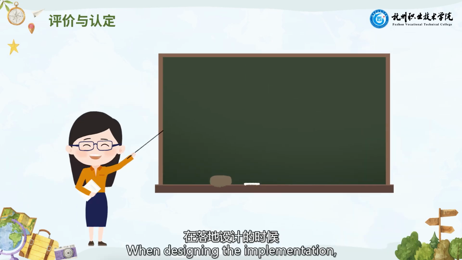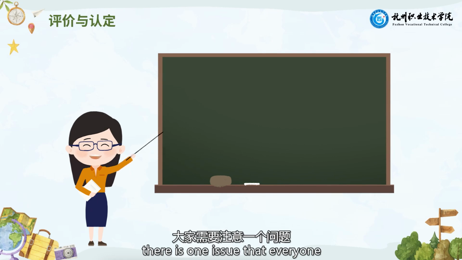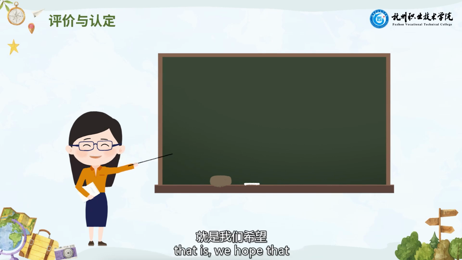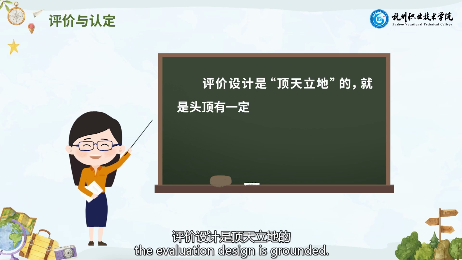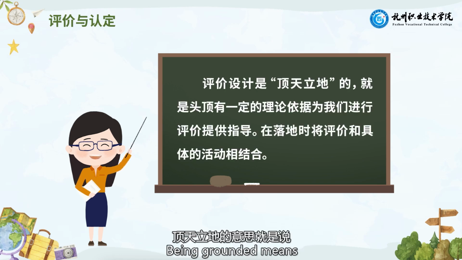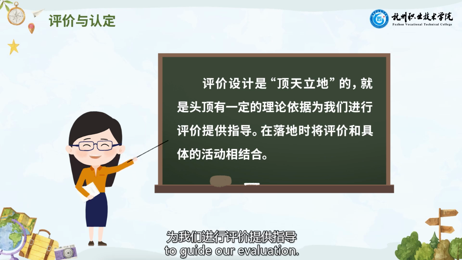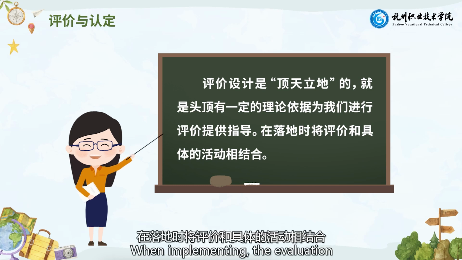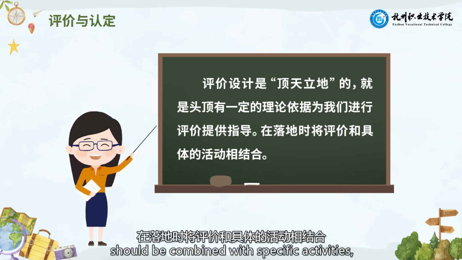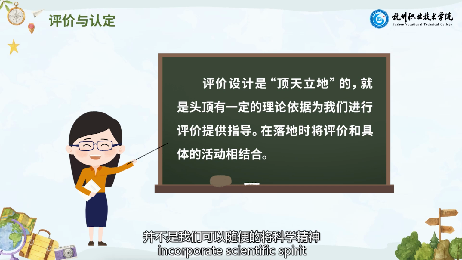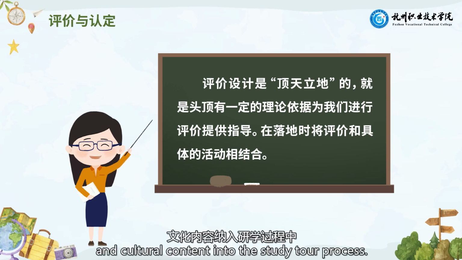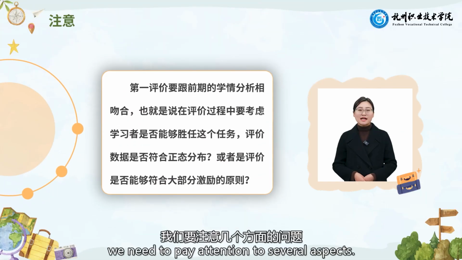When designing the implementation, there is one issue that everyone needs to pay attention to. That is, we hope that the evaluation design is grounded. Being grounded means that there should be a certain theoretical basis overhead to guide our evaluation. When implementing, the evaluation should be combined with specific activities, and we cannot arbitrarily incorporate scientific spirit and cultural content into the study tour process. On this basis, we need to pay attention to several aspects.